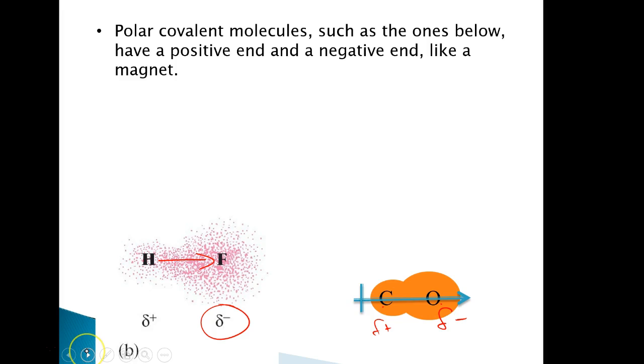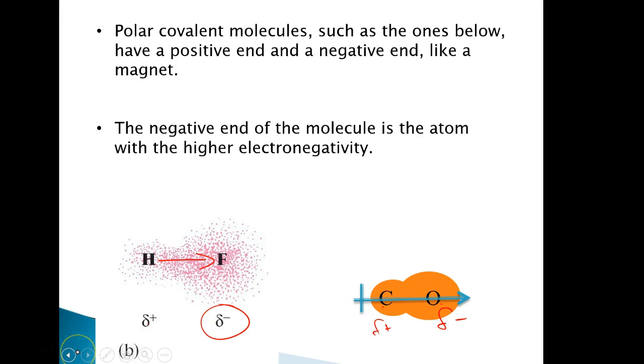And what happens in something that is linear, because the electrons spend more time here, that gets a partial negative. Because the electrons spend more time here, it gets the partial negative, and this end gets the partial positive. So polar covalent molecules, like the ones shown below, have a positive end and a negative end, like a magnet. That's why it's called a dipole. It's got two of them. One pole is one way, one pole is the other way. And they are based on electronegativities and shapes.